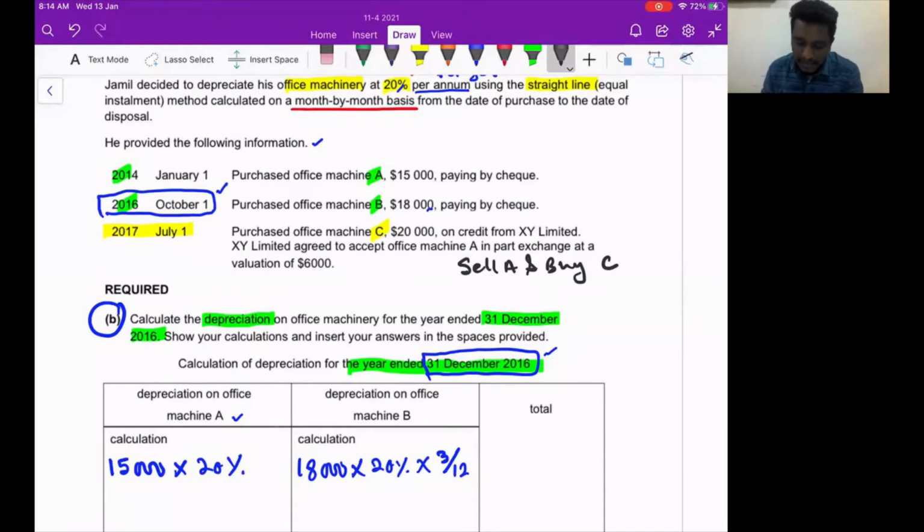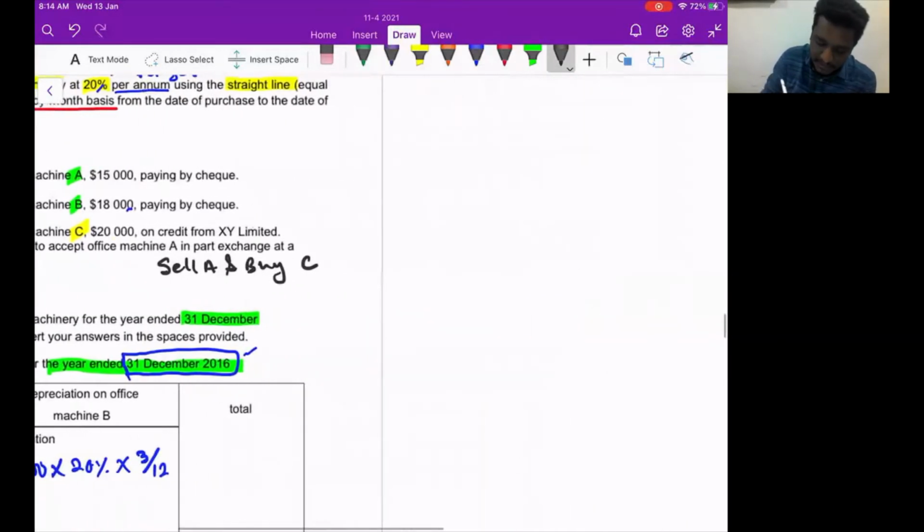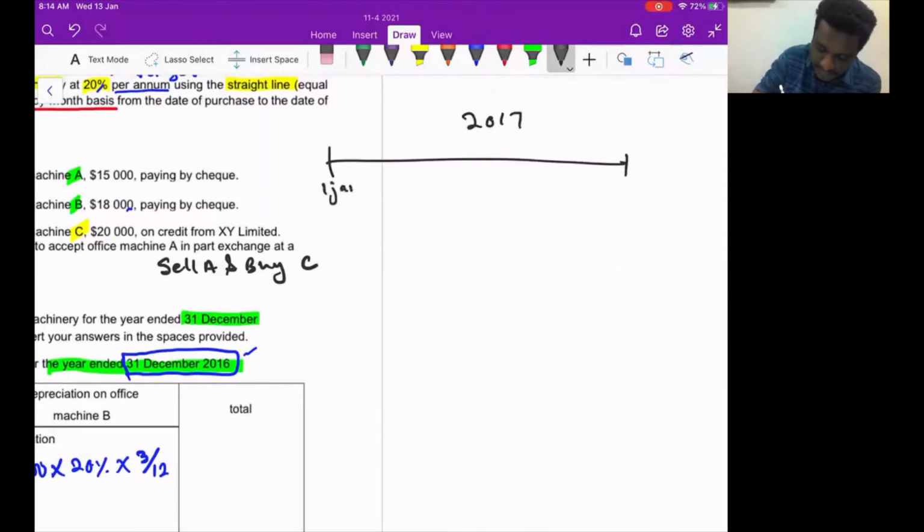So now I'm going to calculate the depreciation. Okay, in the year 2017, let me do this table. In the year of 2017, on the 1st January, I have machine A and machine B.